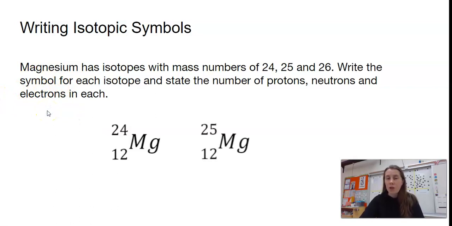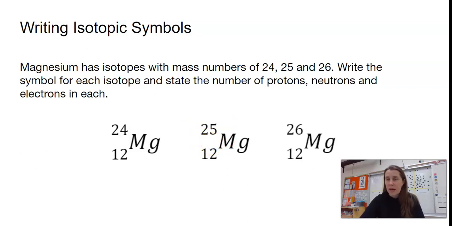Right? If we want to do the symbol for magnesium 25, the only thing that changes in the symbol is the number up here, because this is the mass number, right? So protons is still 12, electrons is still 12, because it's a neutral atom. The thing that has changed is the number of neutrons. So because this has a mass of 25, there must be 13 neutrons in this atom.